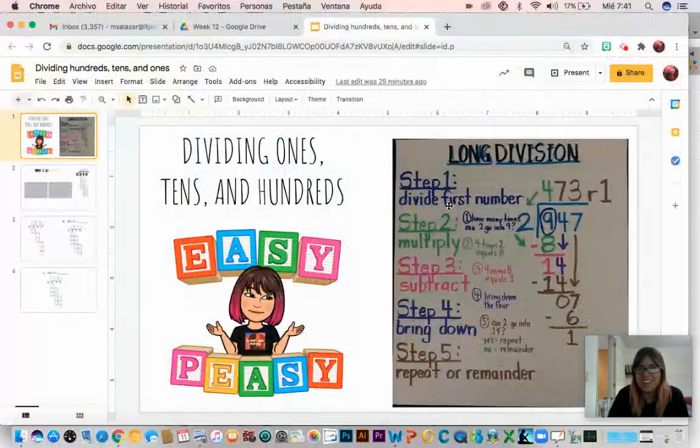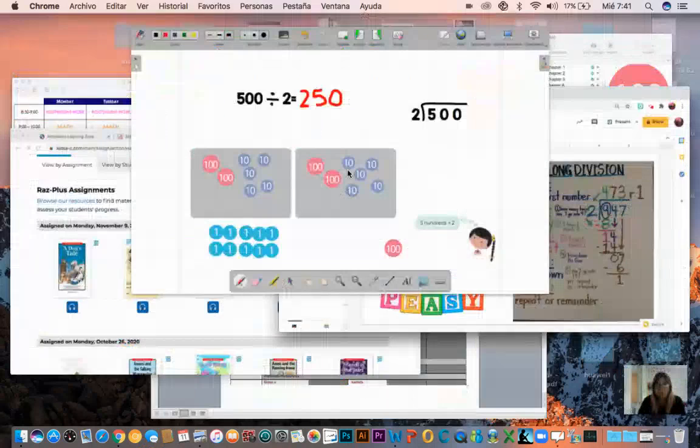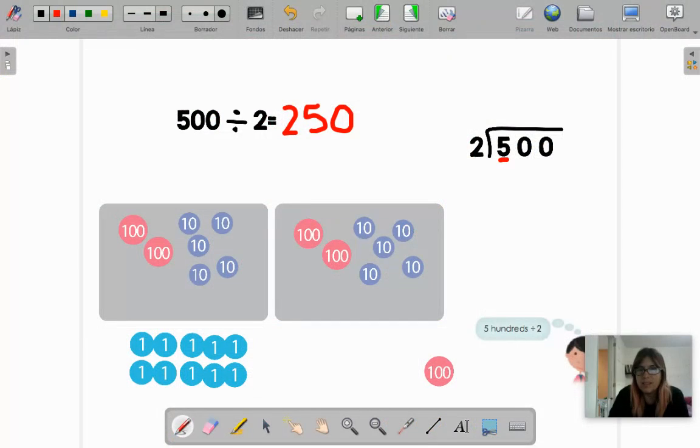Excellent. Here is divide the first number. So we see the first number that is inside the house and then we multiply. Okay, so let's do it. The first number inside the house is 5. So we think, if I have 5, how many 2's can I put inside? Imagine this is my 5, so I can put 1, 2, other 2, and that's it.